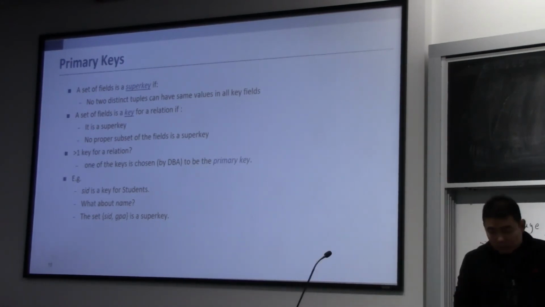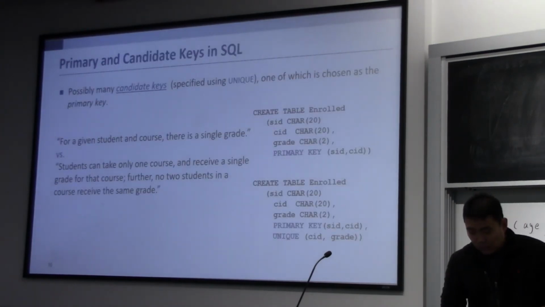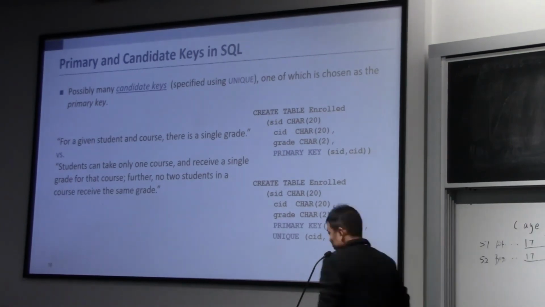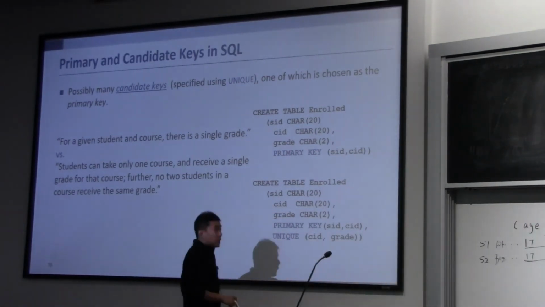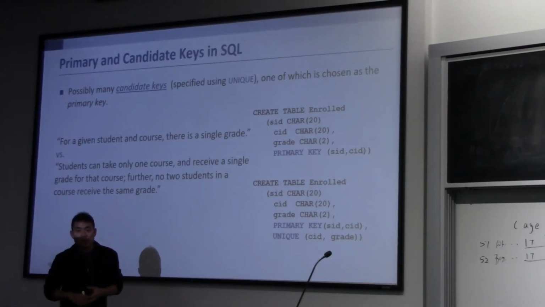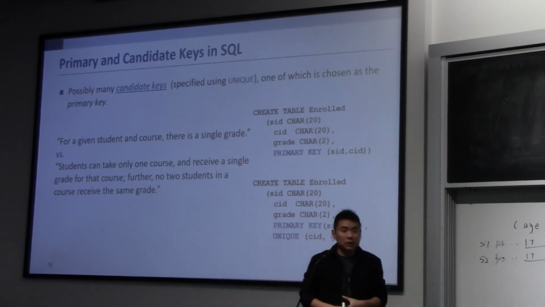Finally, how we specify primary key and candidate key using DDL, data definition language in SQL. Here is what you do. You use the keyword primary key to specify what is the primary key of your schema. Then you use the keyword unique to specify what is the candidate key of your schema.